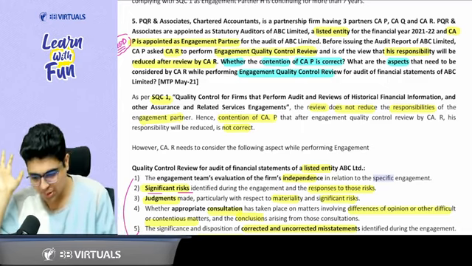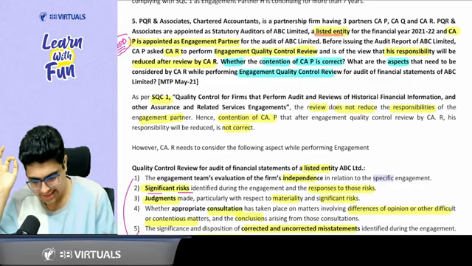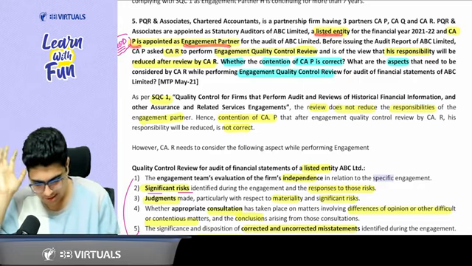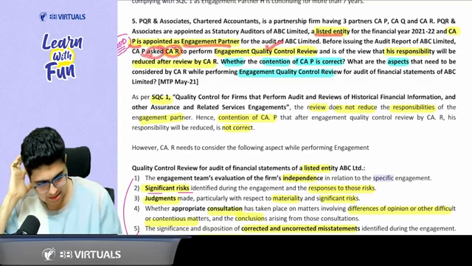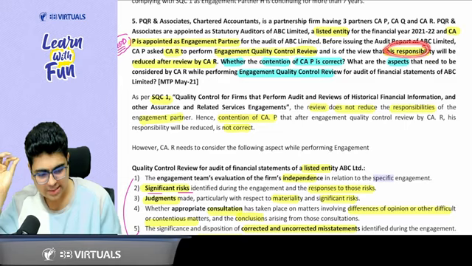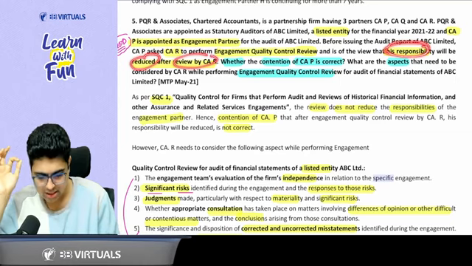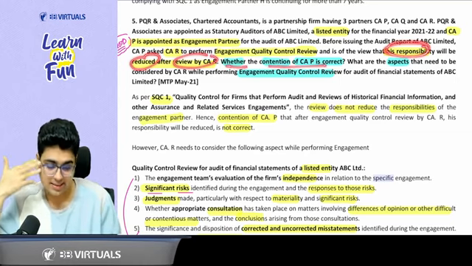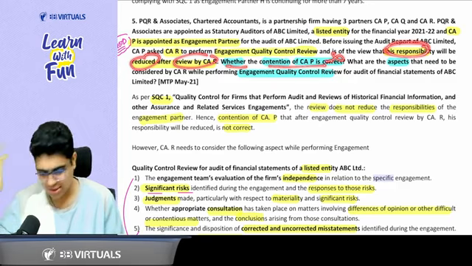Yes, everyone. Come to question number 5. It says there is an audit of a listed entity. CAP is appointed as the engagement partner. CAP has asked CAR to do the EQCR, and he feels that his responsibility, that is the partner's responsibility, will be reduced after the review by R. So whether the contention of the partner is correct, answer is no. No, the engagement partner's responsibility is not reduced by EQCR.